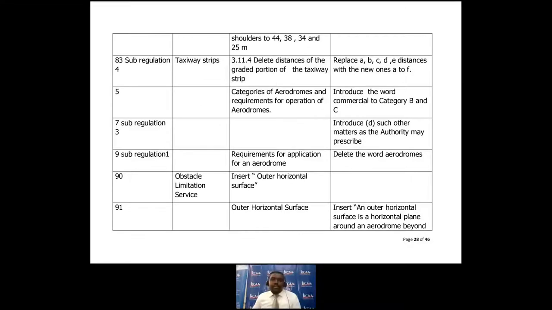The taxiway strip, we deleted distances of the graded portion of the taxiway strip and replaced it with A, B, C, D, E distances, with the new ones, that is A to F. And then on the categories of aerodrome and requirement for operation of aerodrome, we introduced the word commercial to category B and C.